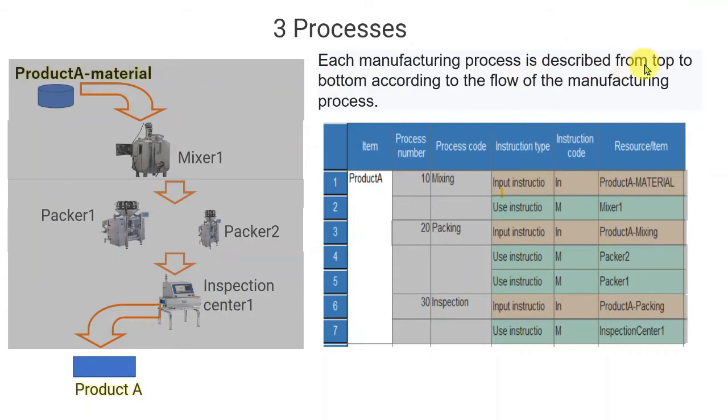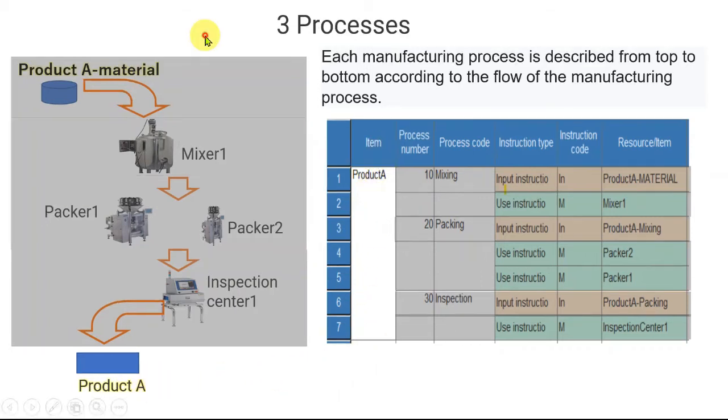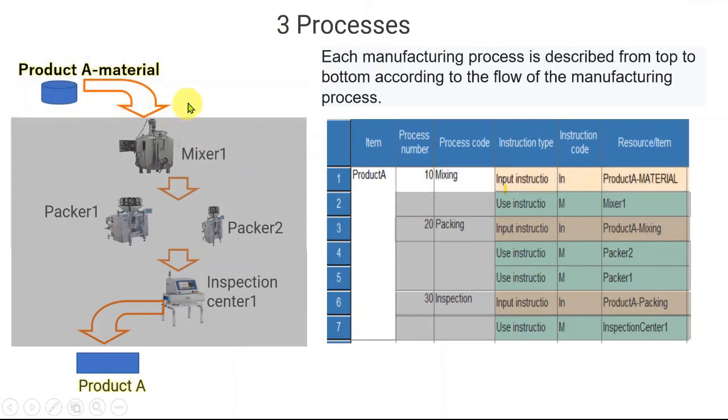Each manufacturing process is described from top to bottom according to the flow of the manufacturing process. The output product A is defined here, item. So the product A material is input into mixer 1. Input instruction, product A material, item name.